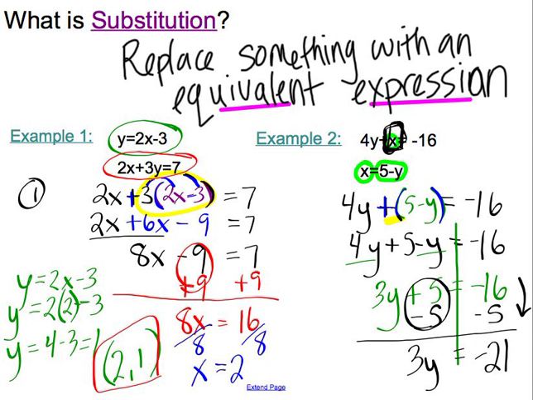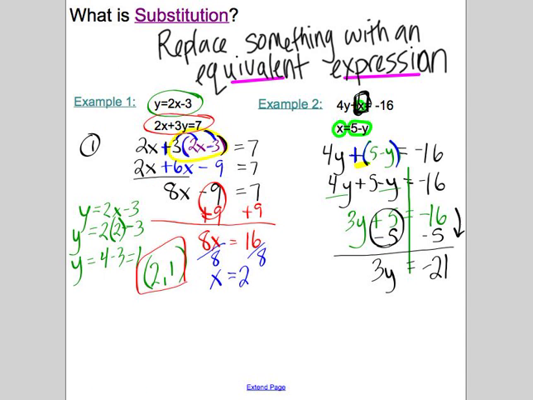Be careful with your adding things like this. Use your calculator to verify. Our next step is to divide, of course, to get 1y. And we end up getting y equals negative 7. So I got my y value, negative 7.